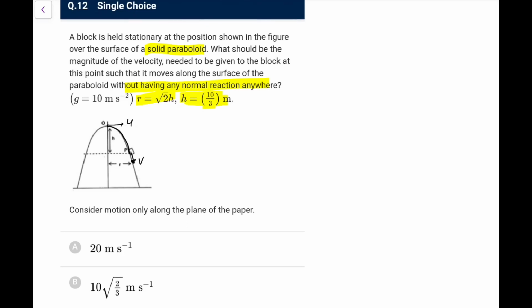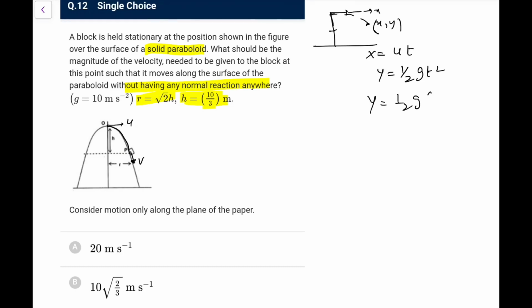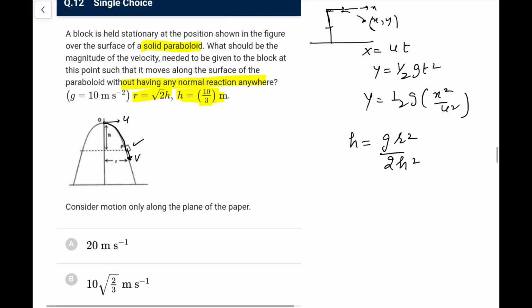If it is under free fall, we know this is a projectile thrown from a height. Let's say this is the x-axis, this is the y-axis. At any time t, the point is x comma y. The x coordinate would be written as ut and the y coordinate as half gt square. So the y coordinate you can write as half g x square by u square. This point P lies on it, so the y coordinate is h, that is g r square by 2u square, sorry, not h square, it would be 2u square.